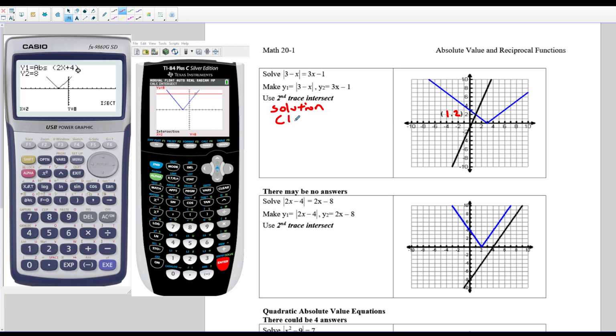So our solution, just by looking at this graph, should be 1, 2. But again, we don't want to trust our eyes too much. So our solution is x is equal to 1. So the solution is at 1, 2. So x is equal to 1.